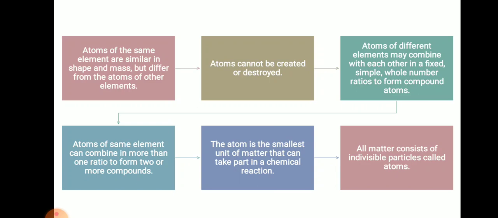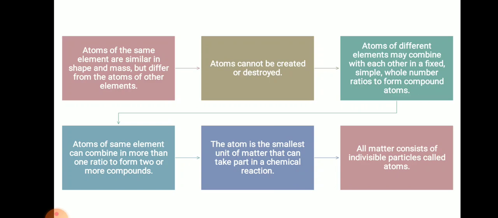Now, based on various research and development, John Dalton proposed some points or postulates on atoms, which is known as Dalton's atomic theory. According to Dalton's atomic theory, the first point is: all matter consists of indivisible particles called atoms. Next, the atom is the smallest unit of matter that can take part in a chemical reaction. So in a chemical reaction, it is the atom which takes part.